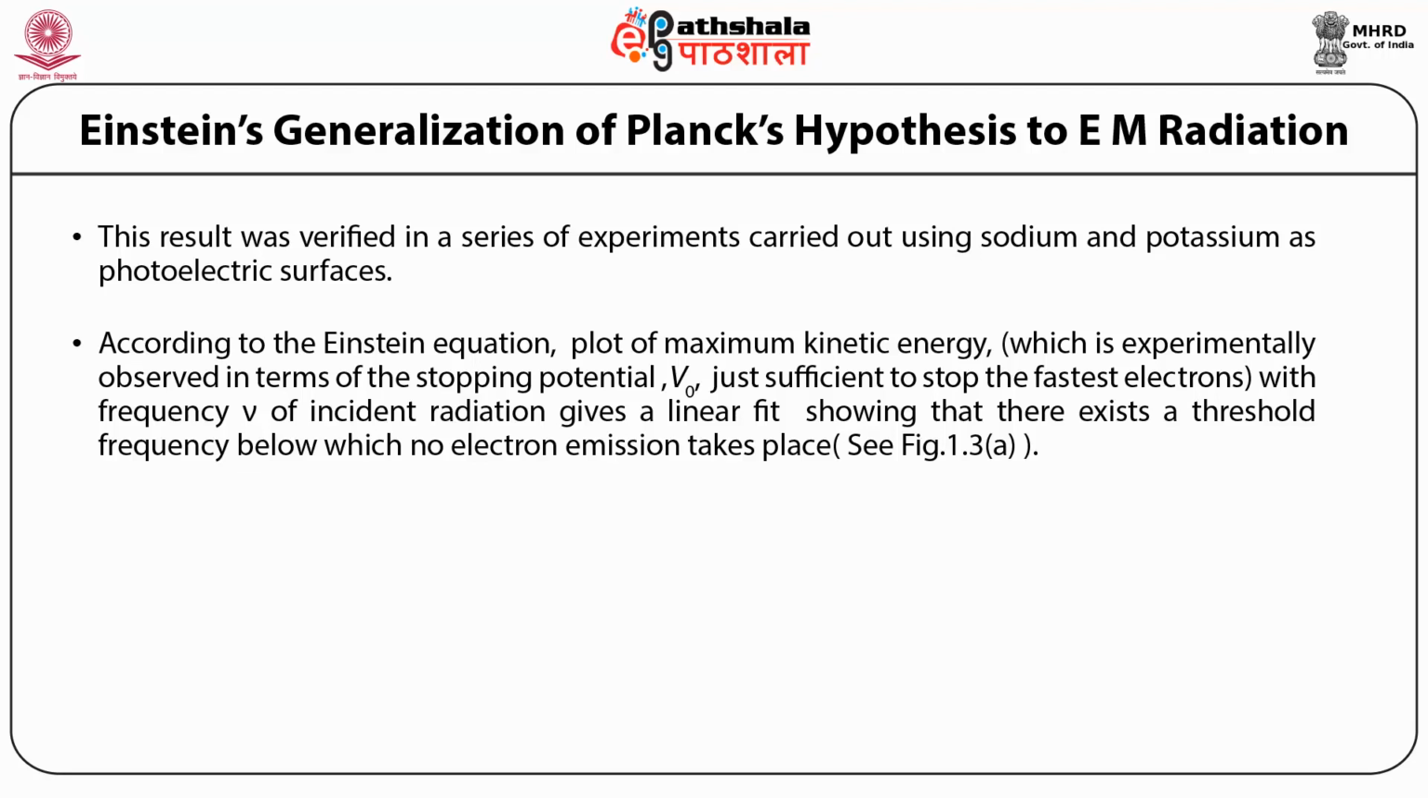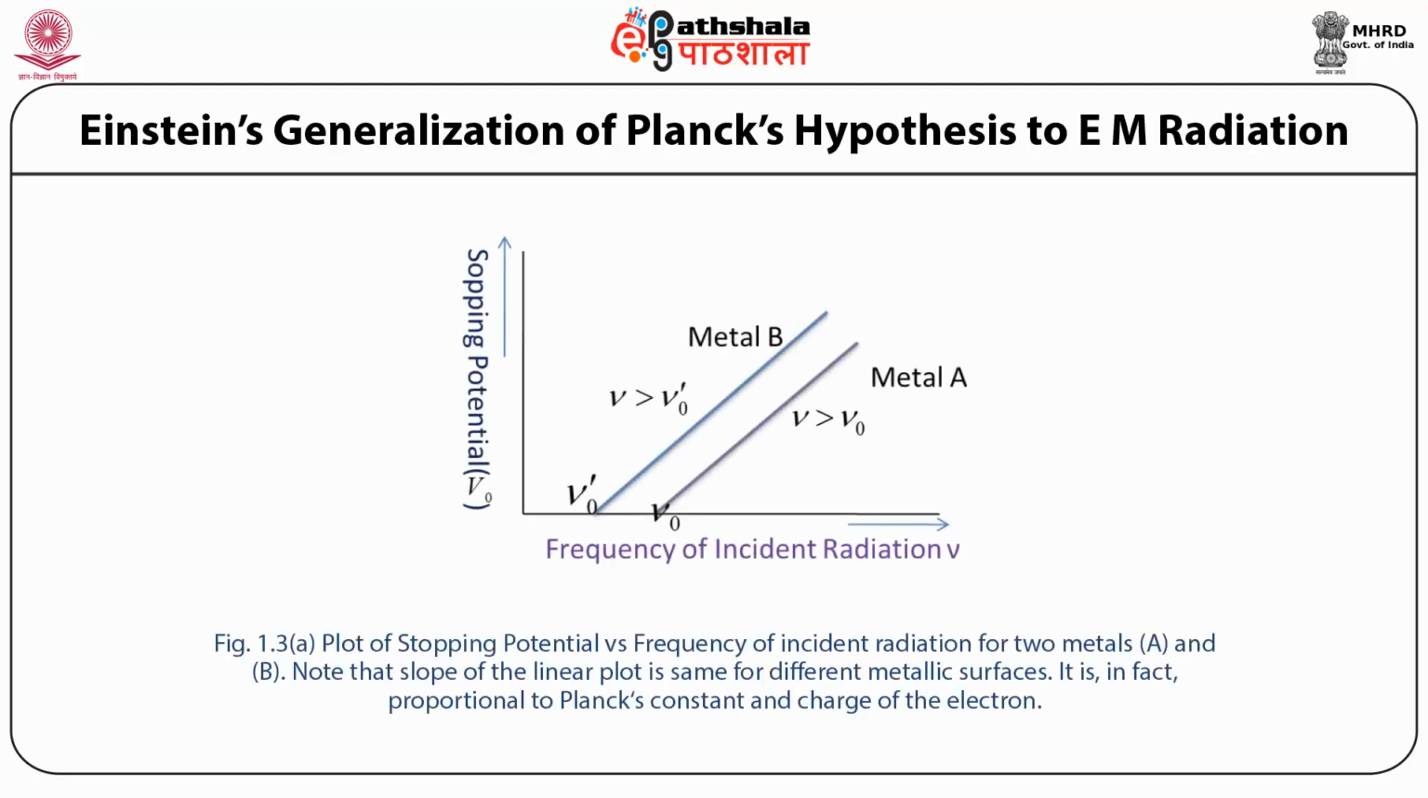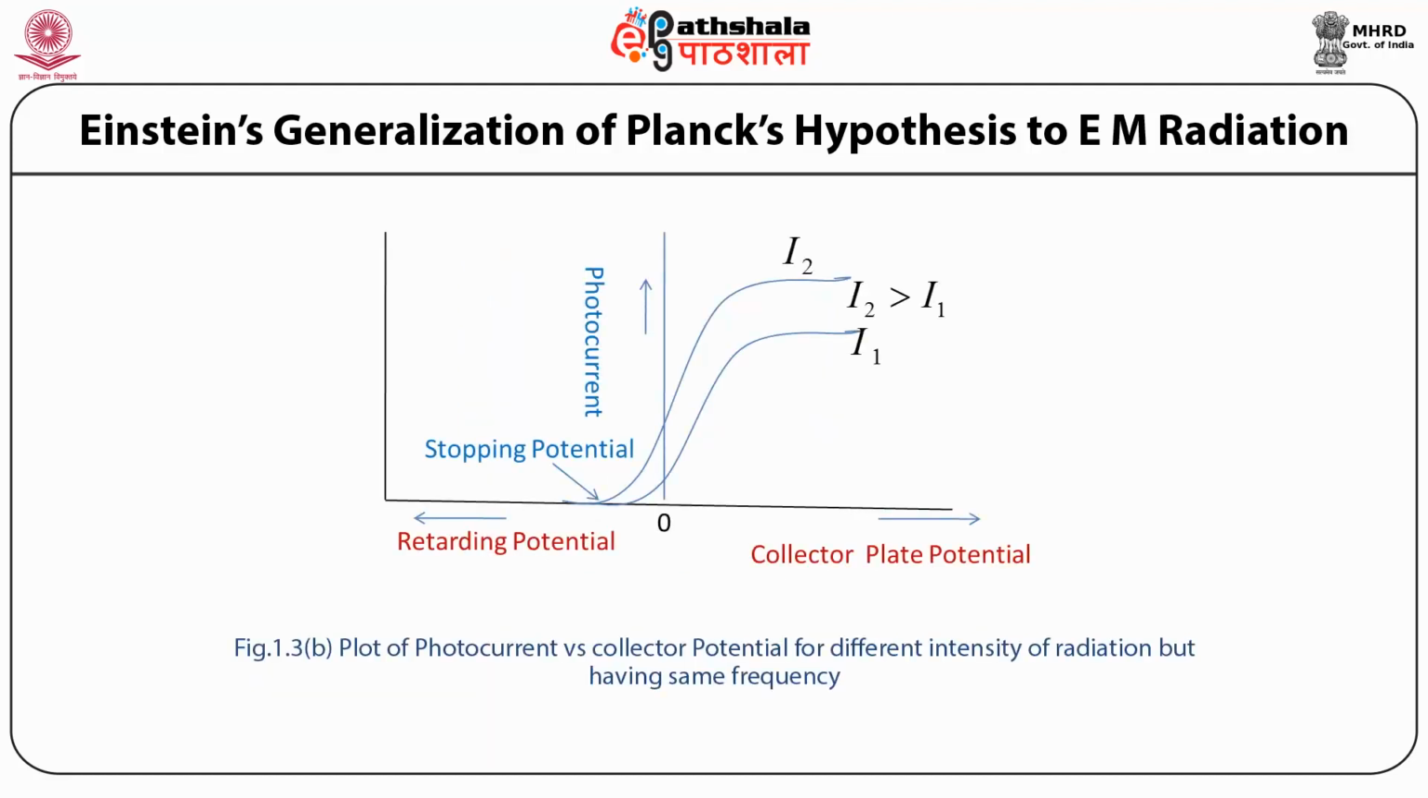See figure 1.3a. So figure 1.3a shows the plot of stopping potential versus frequency of incident radiation for two metals A and B. Note that the slope of the linear plot is the same for different metallic surfaces. It is in fact proportional to the Planck's constant and charge of the electron. In figure 1.3b, there is a plot of photocurrent versus collector potential for different intensity radiation having the same frequency. So indeed, experimental data obtained by Millikan provided further confirmation of Einstein's theory, as shown in figures 1.3a and 1.3b.